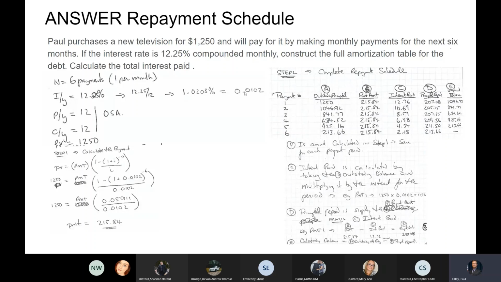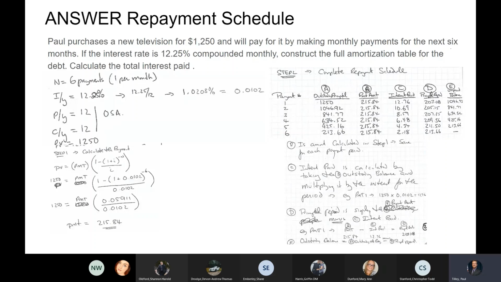The interest rate is 12.25 compounded monthly, so we take that 12.25 divided by 12. That will give us our monthly rate, as a decimal 0.0102. That will give us the value of i. Our payments per year is 12, and our compounds per year. So this is an ordinary simple annuity that we're looking at. And the value of the TV that we're buying now is $1,250. So that's the present value.